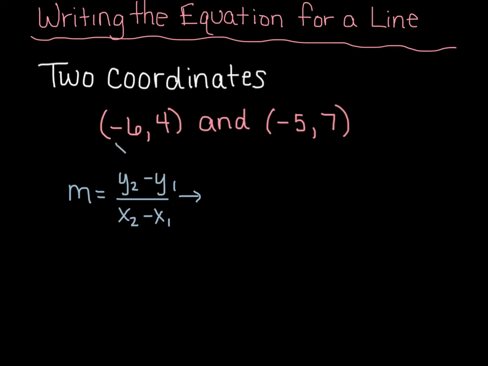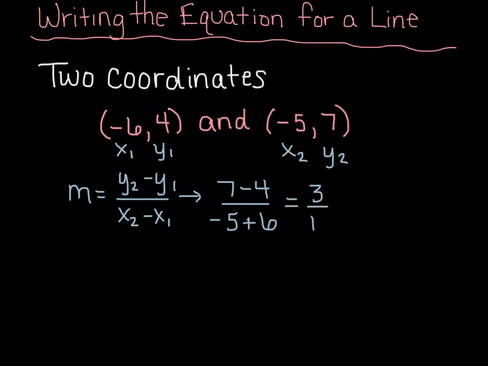Let's see, this would be x1, y1 and x2, y2. So y2 minus y1, that would be 7 minus 4 over -5 minus -6, which is really going to be -5 plus 6. That's going to give me 3 over 1, which is really just 3. So my slope now is 3, but I'm still missing a y-intercept. But I do have the slope and a point. Actually, I have 2 points. I could choose from either one. That means I'm going to go with point-slope form.